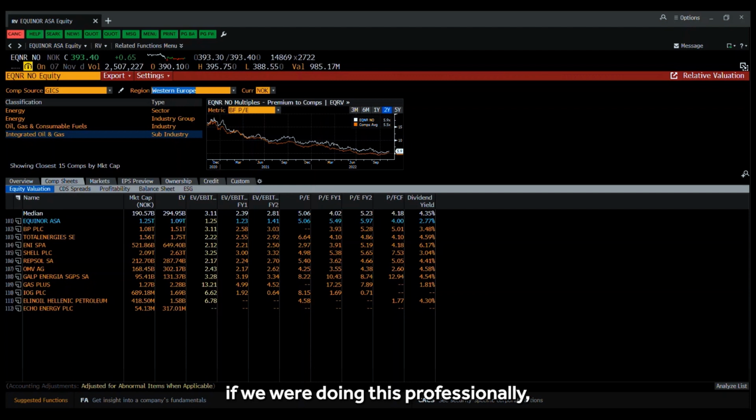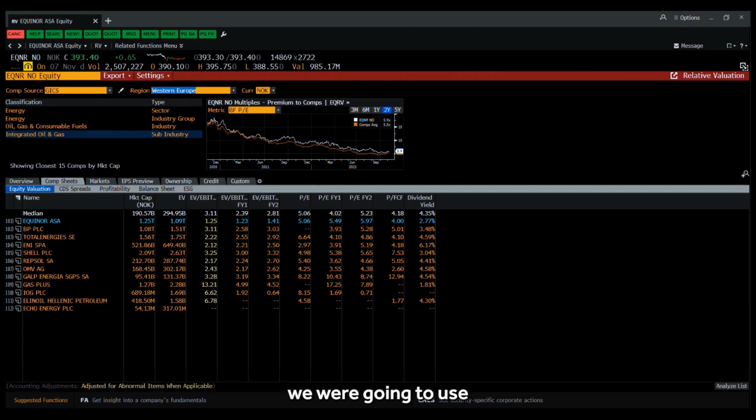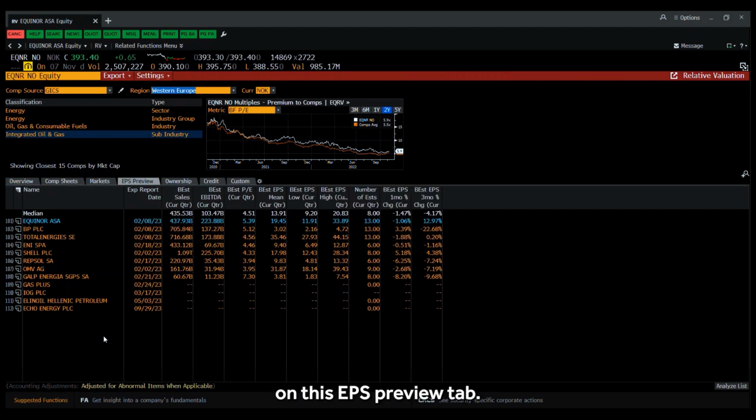Of course, if we were doing this professionally, we would always want to calculate our own assessment of enterprise value using the company accounts. We would also want to calculate our own forecasts or select the precise forecasts we were going to use for EBITDA and earnings. On this EPS preview tab, we have a spread of earnings estimates for each company.